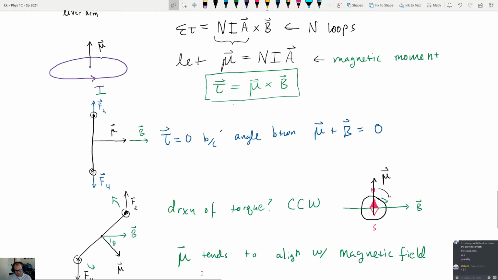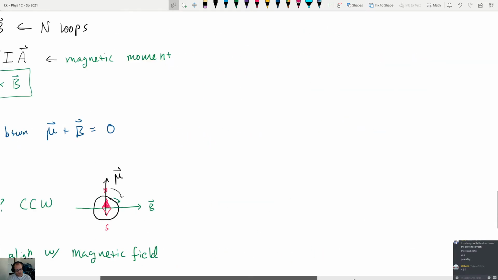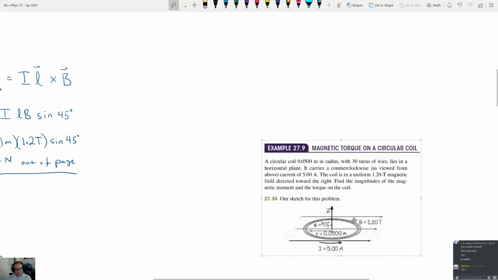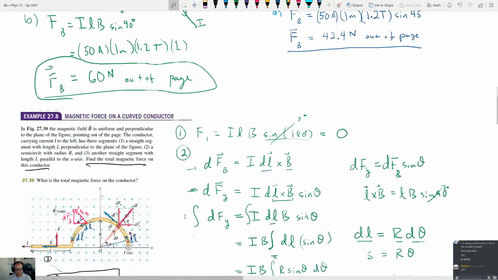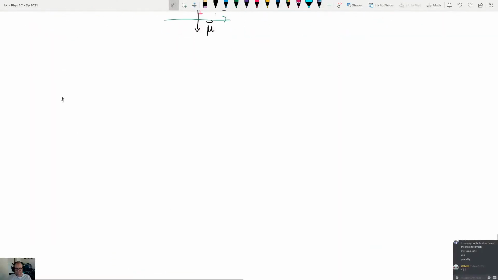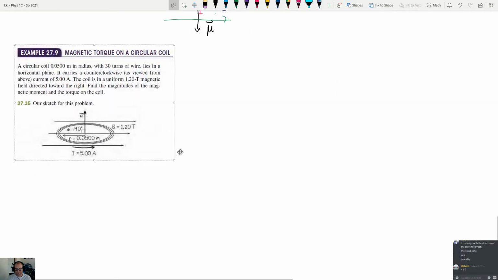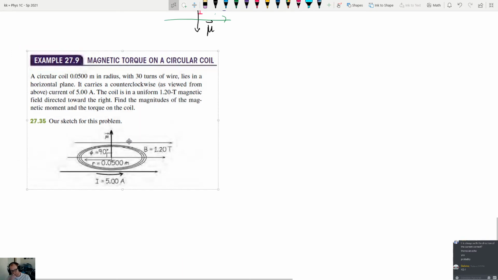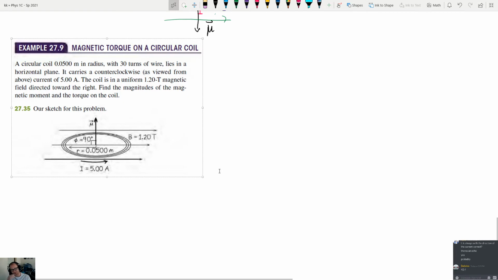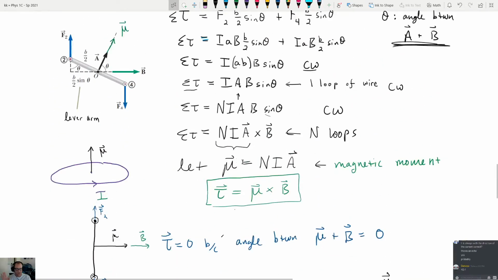Anyway, we want to do some problems now so we can look at the applications of these things. This is the problem we're going to look at. If we have time, we're going to try to do another problem from another textbook that I didn't copy on here yet. So, magnetic torque on a circular coil. We have a circular coil which is 0.05 meters in radius with 30 turns of wire. Now you're going to start seeing turns show up a lot, and this is coming from here.